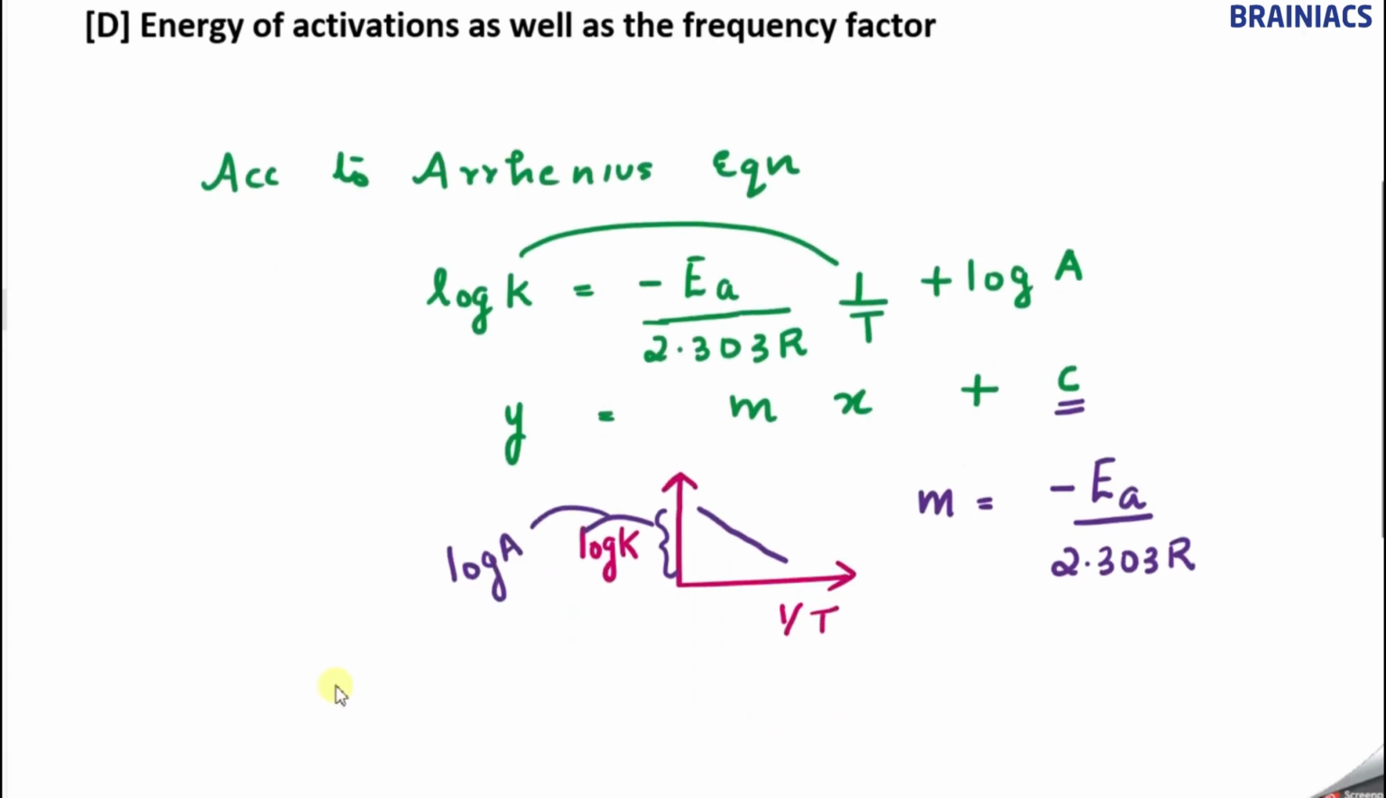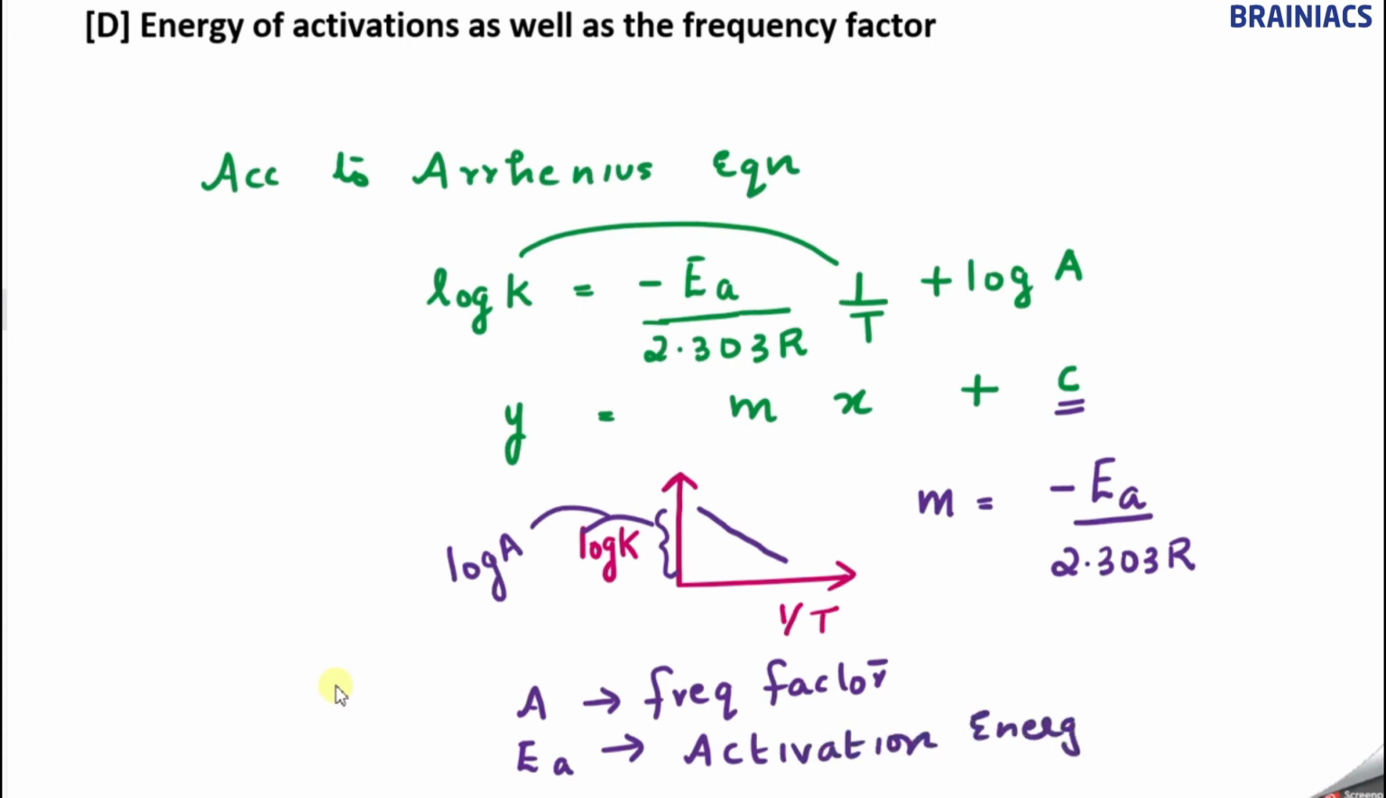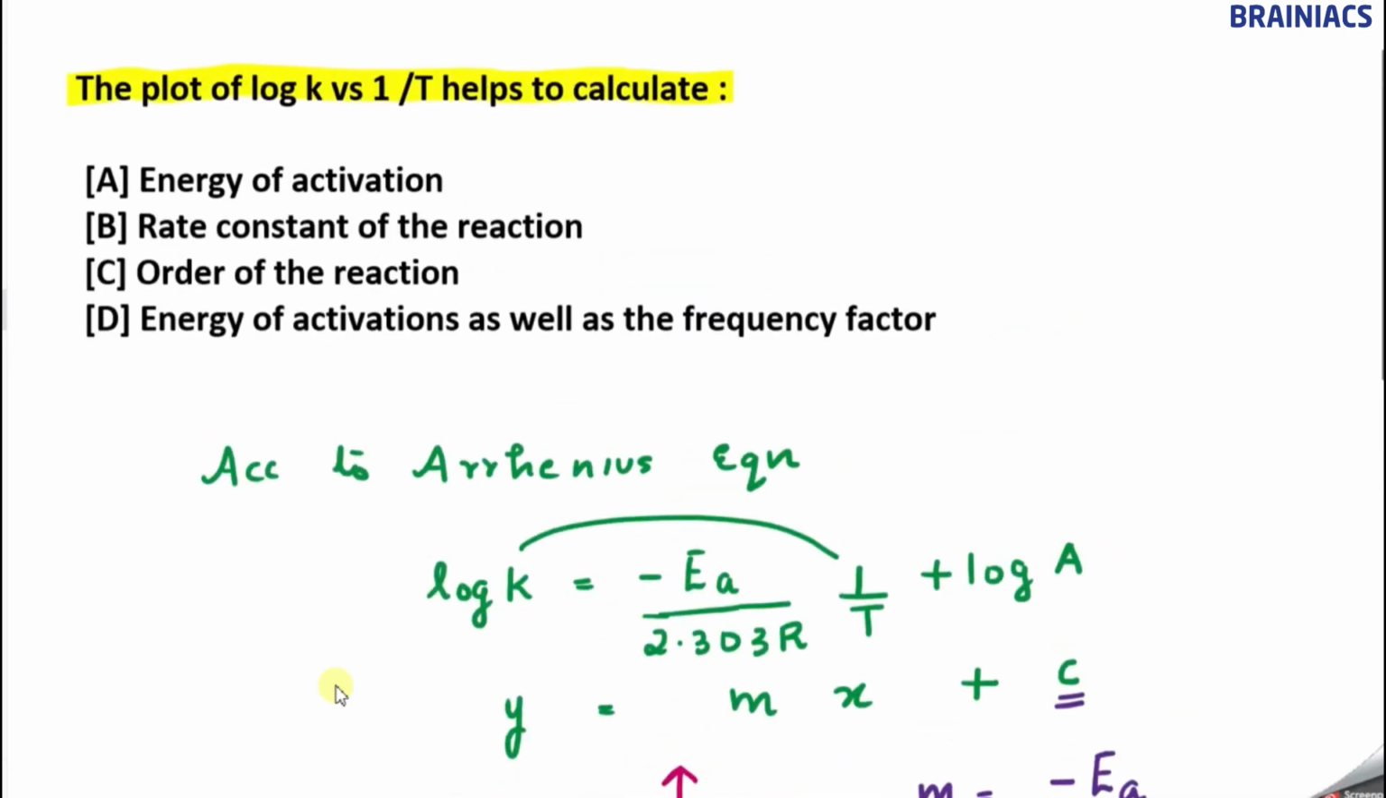So that means if you plot this graph, you will get A, that is the frequency factor, and also you will get Ea from the slope. So Ea is what? Activation energy. And you know that R is a gas constant, so that has a fixed value. So very simple, log k versus 1 by T will give you frequency factor and activation energy, correct? So energy of activation as well as frequency factor. So we say option D is the correct answer.